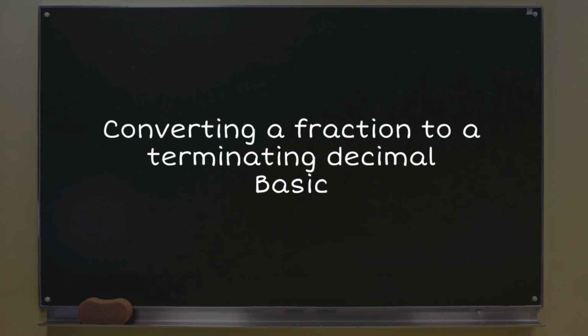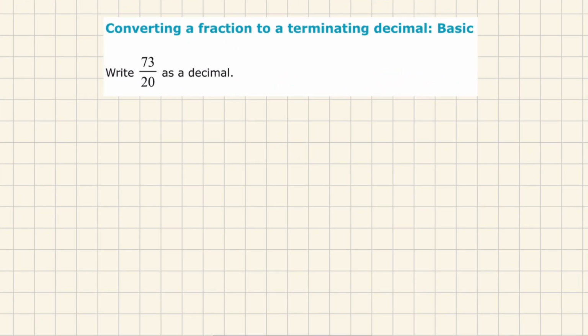Converting a fraction to a terminating decimal, basic. In this example, we're asked to write 73/20ths as a decimal. And when converting fractions to decimals, we'll use the fact that fractions are really just another way of writing division. So this would be 73 divided by 20. And for long division, we would write this as 20 on the outside and 73 inside.